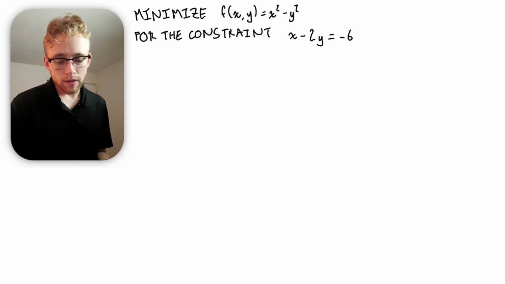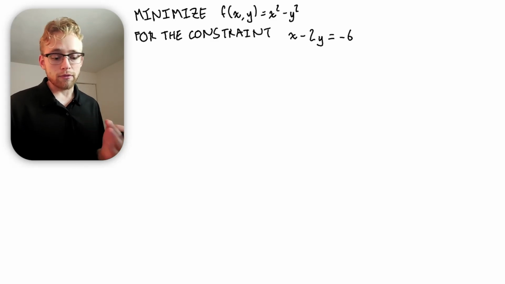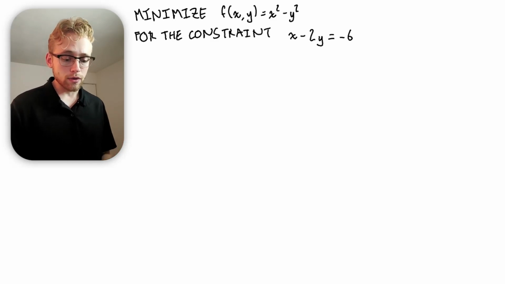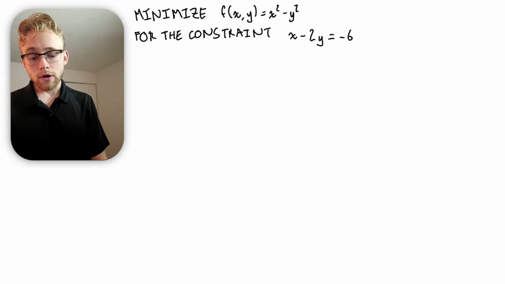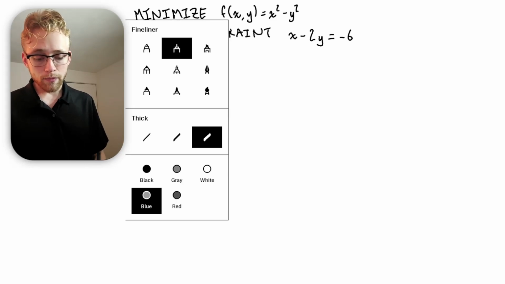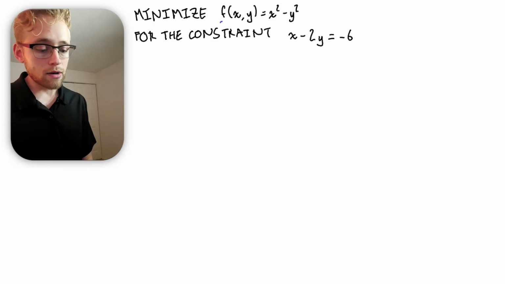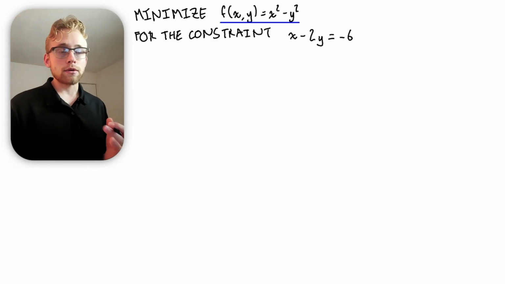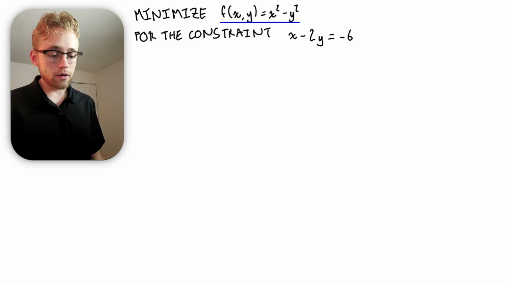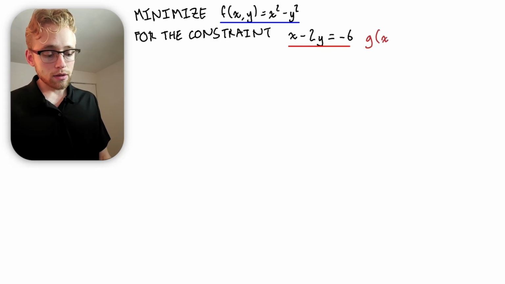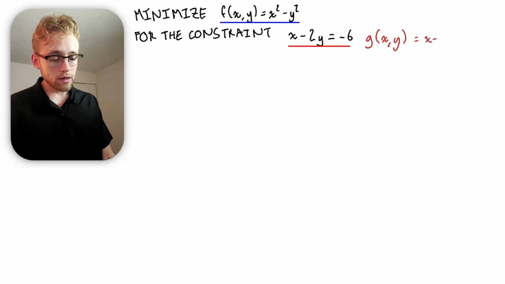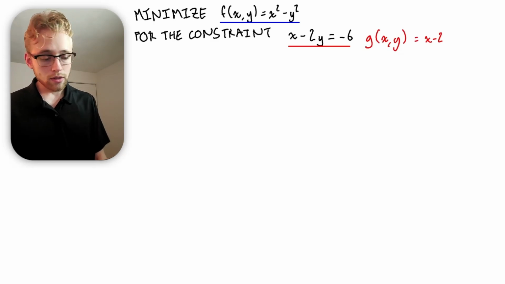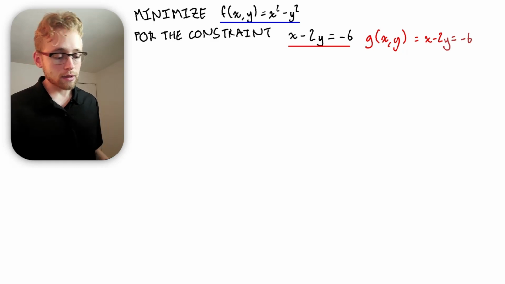All right. Our second problem is to minimize a function f of x, y equals x squared minus y squared for the constraint x minus 2y equals negative 6. Okay, we're going to start out by getting our two different functions. Here is our cost function, already written in the form we need, and our constraint function, which we'll rewrite: g of x, y is equal to x minus 2y equals negative 6.